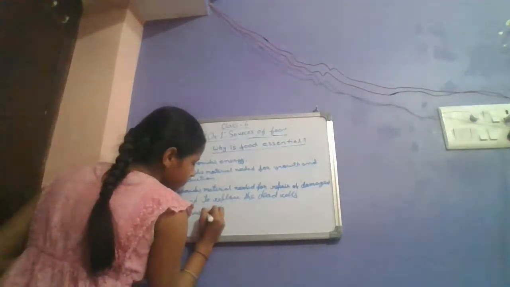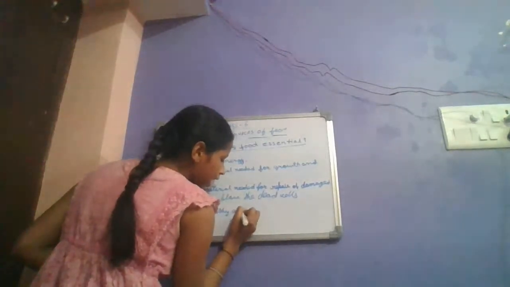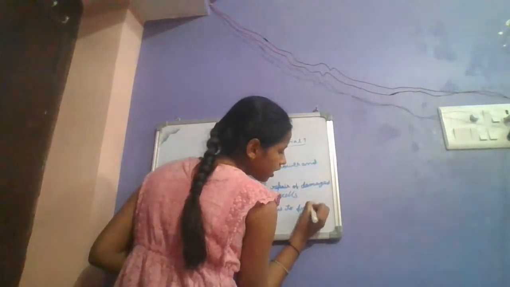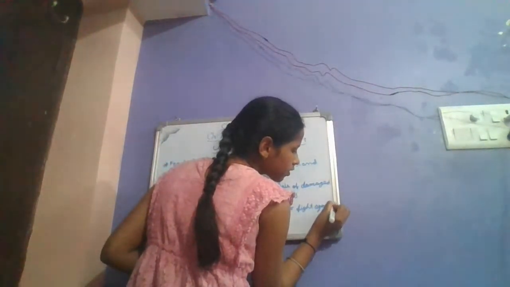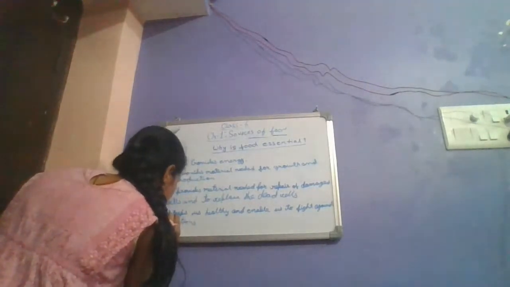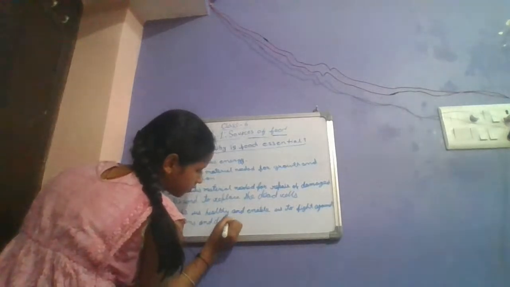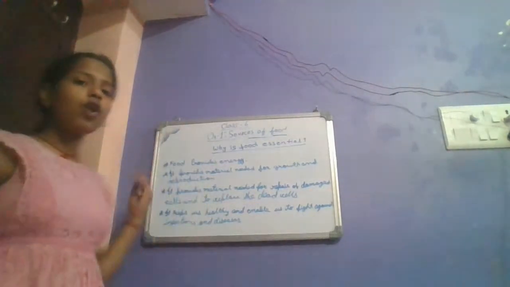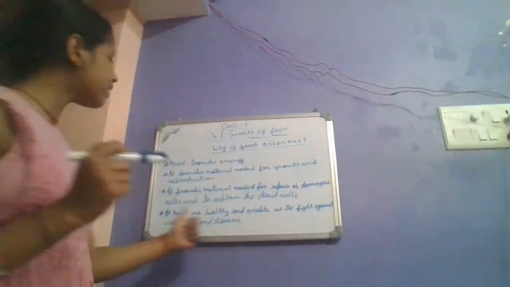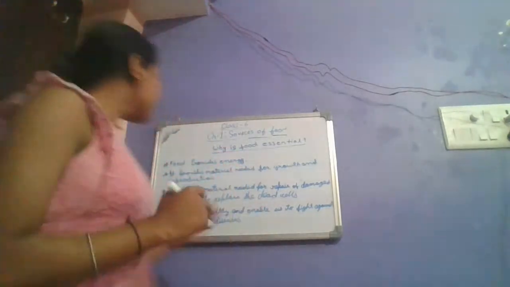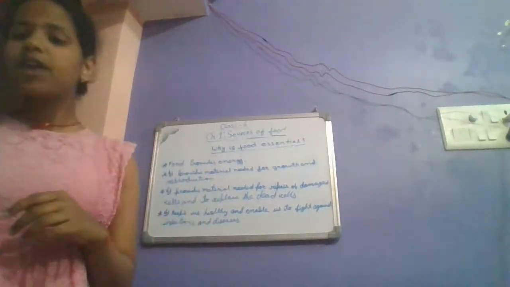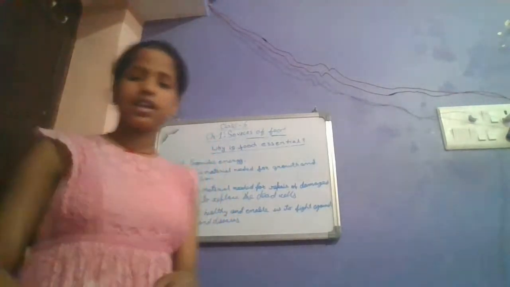It keeps us healthy and enables us to fight against infections and diseases. So is this clear to you all? So the last, fourth point is that it keeps us healthy and enables us to fight against infections and diseases. Okay, so we have seen the four points of the answer to why is food essential. Is that clear? So now we are going to see how living things get food.